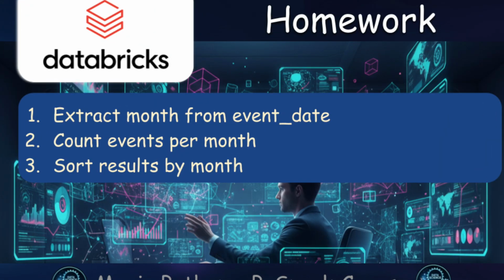Your homework: extract month from event_date. Count events per month, sort results by month. Then answer in the comments which month has more events. Bonus: count events per day.